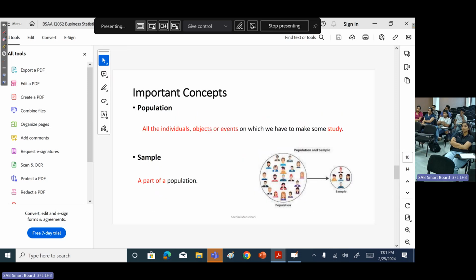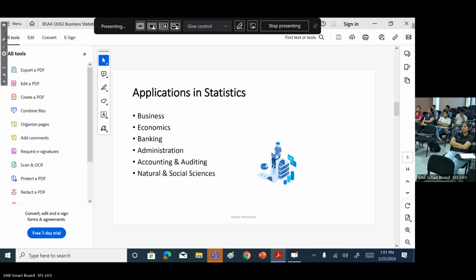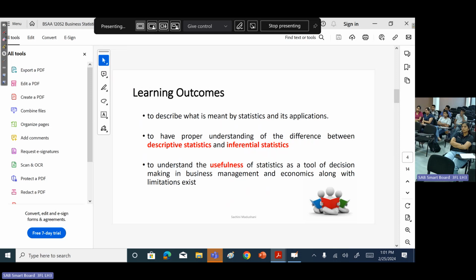Chapter 1. Now the summary of session number 1. What is statistics? Statistics is a process of collecting, organizing, presenting, analyzing and interpreting numerical data. Finally, we can make effective decisions under uncertainty. That is the definition of statistics. That is the meaning of statistics.